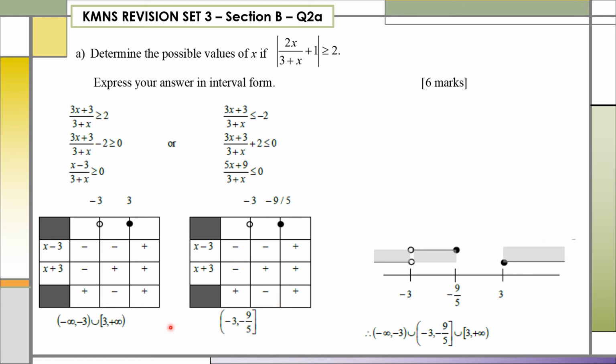And then this is not your final answer, as I said, because we already separated them into two inequalities. So we have to combine them back using the number line. So this is the number line that we have, and since it is or, we are going to use union in the number line, meaning that we have to take all the answers here. Union, we will get negative infinity to negative 3, union negative 3 to 9 over 5, union 3 to infinity. So that is your final answer.